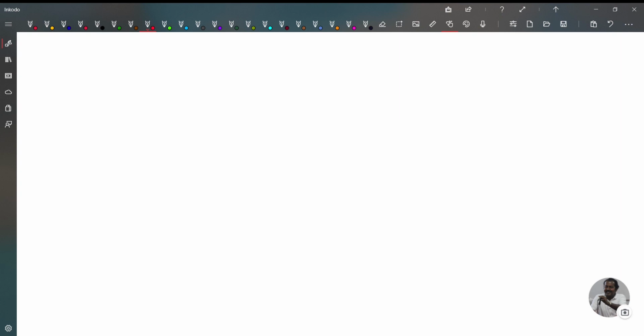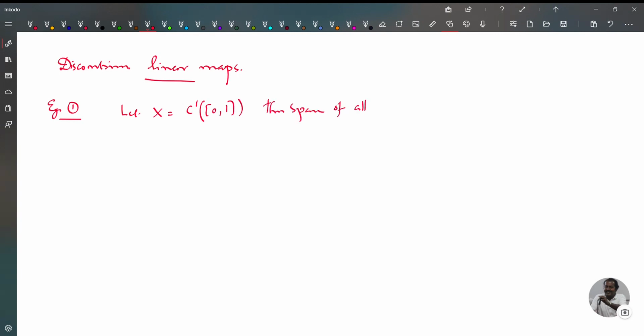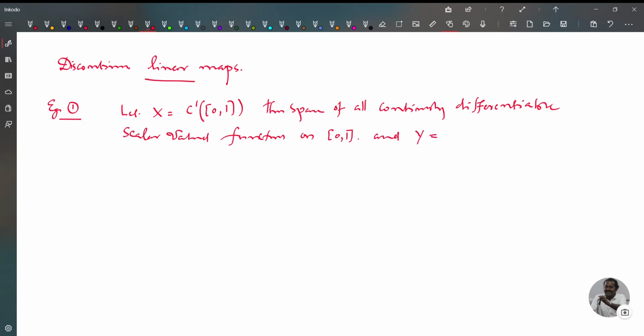Today we discuss some examples of discontinuous linear maps. So we consider the first example. Let X equal C'[0,1], the space of all continuously differentiable scalar valued functions on [0,1], and Y equal C[0,1], the space of all continuous scalar valued functions on [0,1].